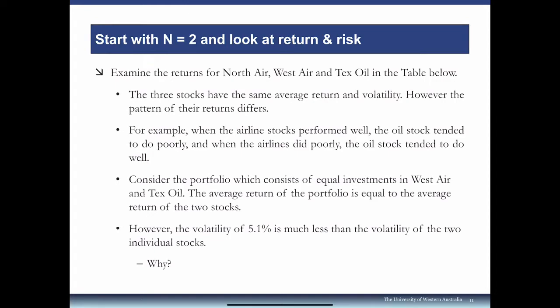So we're going to examine the returns for North Air, West Air, and Tex Oil in the table below. So here we have three stocks. They have the same average return and volatility. However, the pattern of their returns differ. For example, when the airline stock performed well, the oil stock tended to do poorly. And when airlines did poorly, the oil stock tended to do well, right?